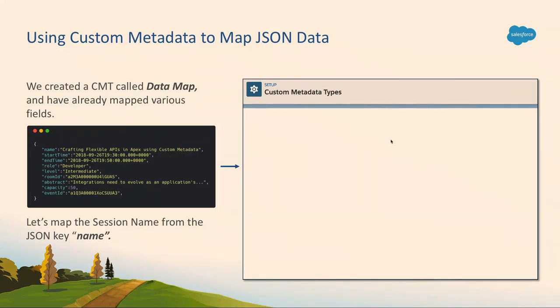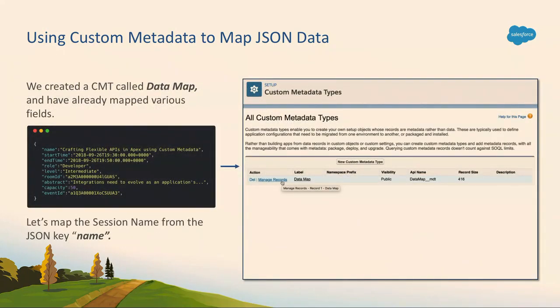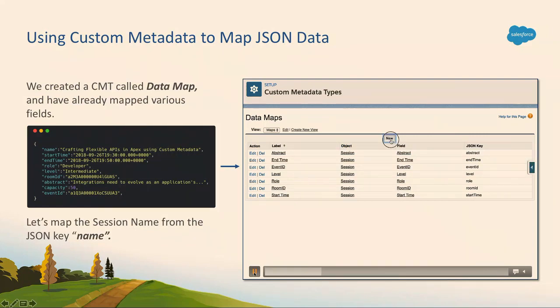I'll just point out real quickly on here. So, for example, in this particular org, we ended up creating a custom metadata called data map, and already instantiated quite a few mappings. So we had the object called session. We had fields like an abstract mapped to the abstract key. And so our JSON object can now be mapped to Salesforce data just using the very simple approach of custom metadata.